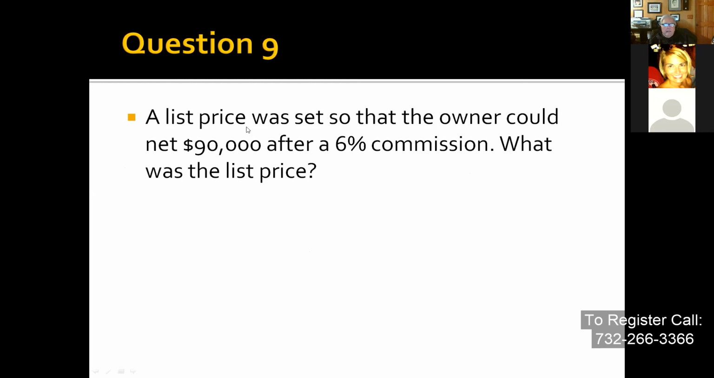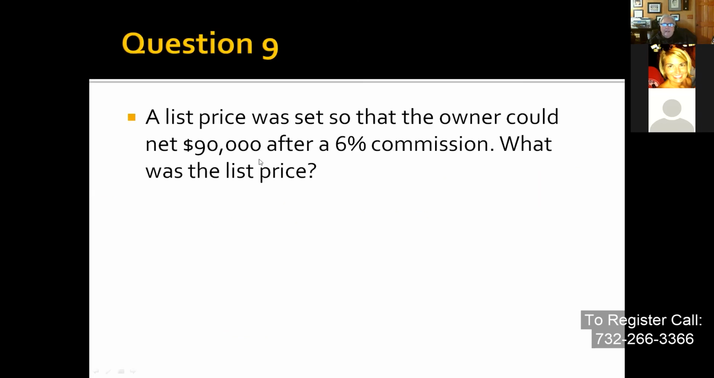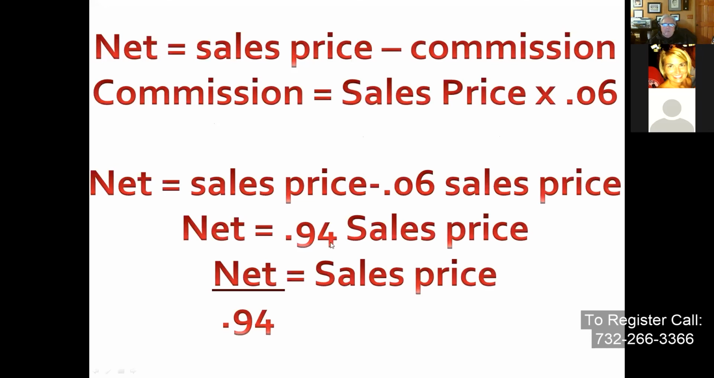Now, this is the last, one more math question after this for tonight. A list price was set so that the owner could net $90,000 after they paid a 6% commission. And this is what we talked about the other night. How much did it sell for? So we take the 90,000 and divide it by the number that you would add to 6% to get 100, and that number would be 94. So we're going to divide $90,000 by 0.94, and that's going to give us our sales price.